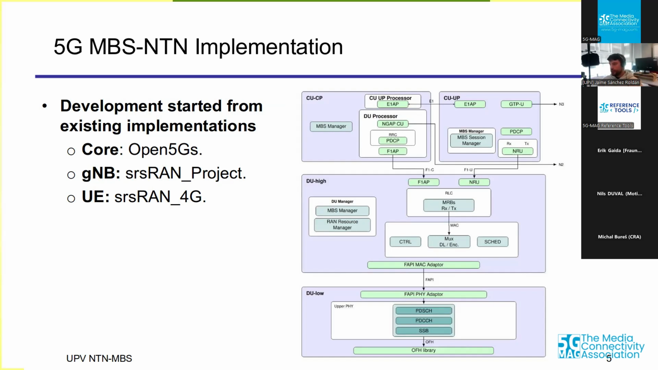Here is a diagram that shows how the gNB is split. We have the CU and the DU, and basically we replicated the unicast implementation of the gNB and adapted it to the MBS broadcast use case.